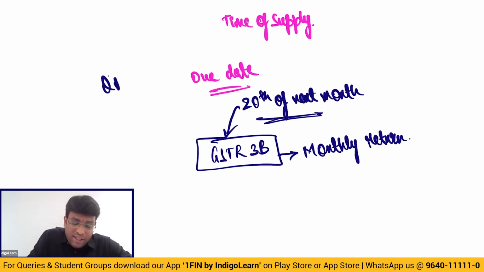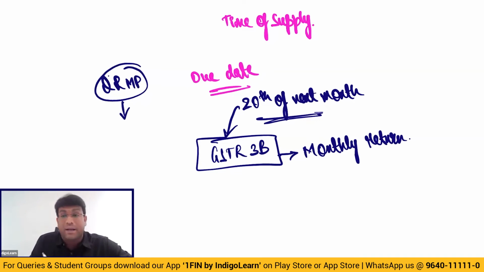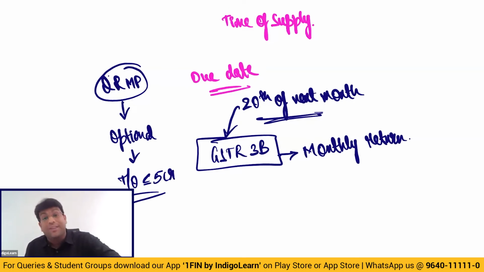However, there is one scheme called the QRMP scheme, quarterly return monthly payment scheme, which is an optional scheme. That too optional only for those whose turnover does not exceed 5 crores. In those cases, they pay tax on a monthly basis, but they file the return on a quarterly basis. The name only says quarterly return, monthly payment. So payment is done on a monthly basis, return is filed on a quarterly basis. But apart from those QRMP cases, in the general case, the due date for payment of tax is 20th of next month, which we will pay at the time of filing the monthly return in the form GSTR 3B.